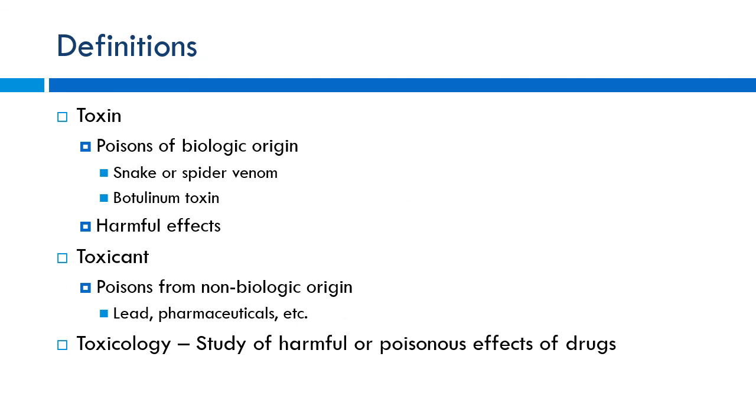Okay, toxins, I like toxins quite a bit. These typically are going to be considered poisons of a biologic origin. So for instance, snake or spider venom. Who's new to Florida? We got snakes, I hate to tell you. We got some pretty nasty poisonous snakes. But their venom is considered a toxin because it's of biologic origin.